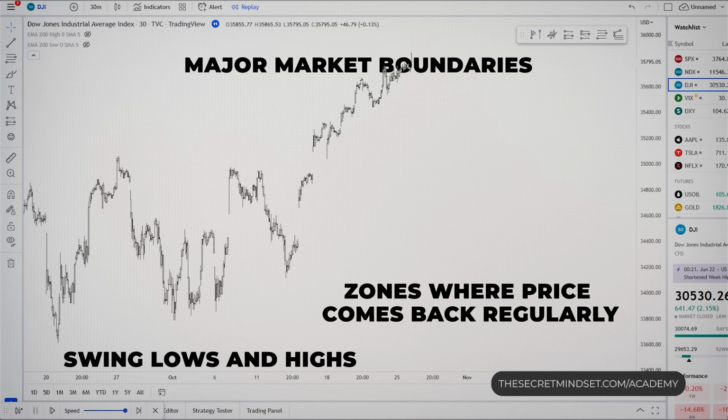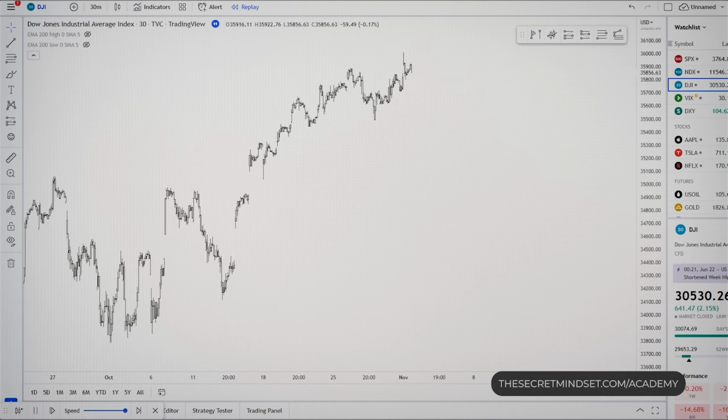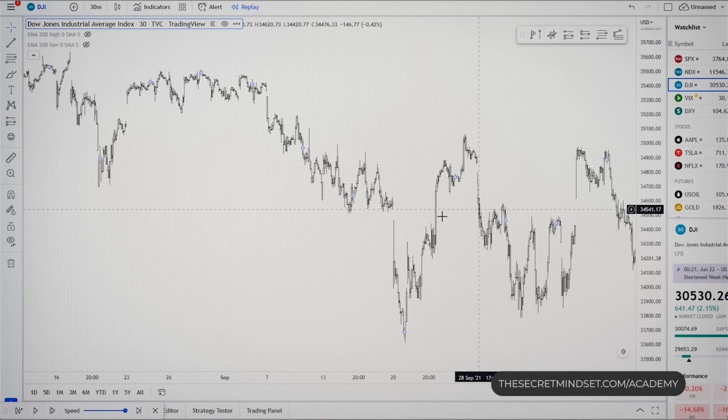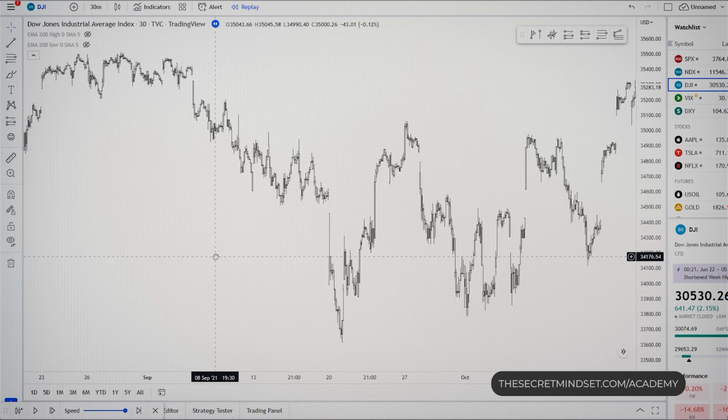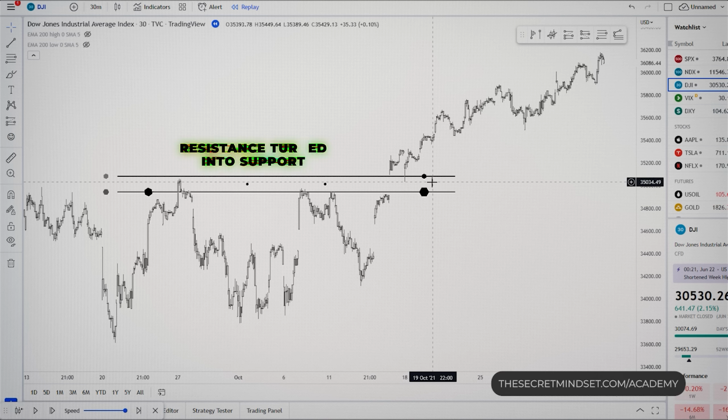The break and retest pattern is especially important in our strategy. This is where price changes from using a level as support first, and after a breakout, it uses the same level as resistance. And when a resistance level becomes a support.